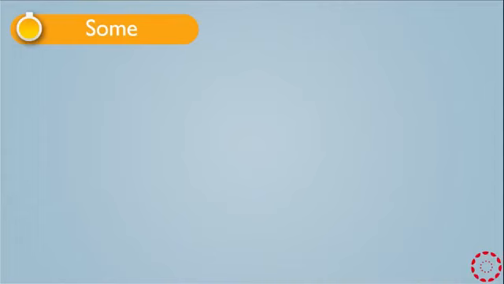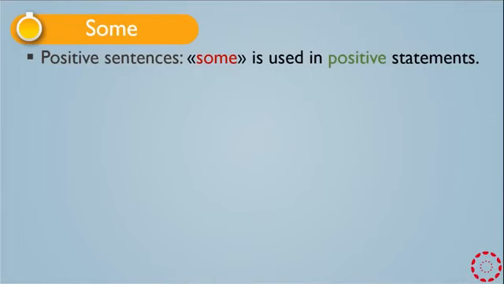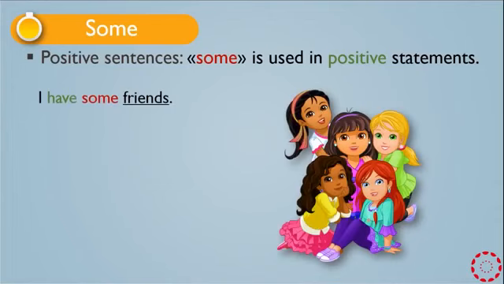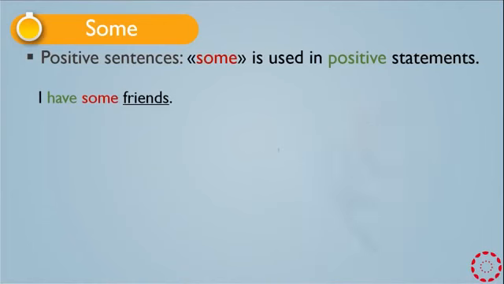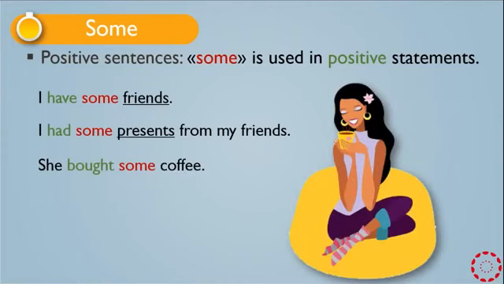Let's come back to some. We use some with positive sentences. It means some is used in positive statements. Look at this example. I have some friends. This example is a positive sentence. That's why we use some. We say, I have some friends. I had some presents from my friends. And she bought some coffee. Coffee is an uncountable noun.